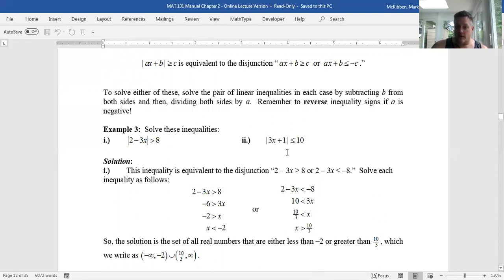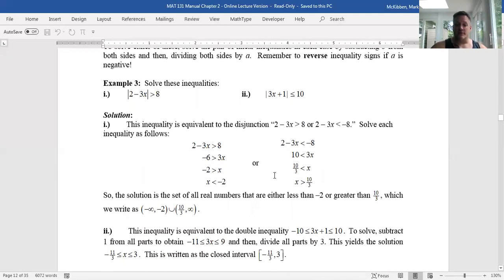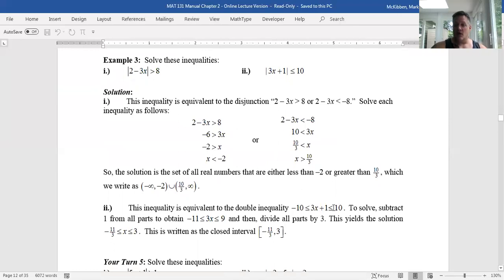This inequality is the reverse one. So we have a less than or equal to 10. So we know we're going to rewrite this as a double inequality. -10 is going to be less than or equal to this stuff in the middle without the absolute value, and then that's going to be less than or equal to 10. To solve a double inequality, you subtract the constant in the middle from everything. So that would be 1. And then you divide everything by 3. That yields this double inequality here, which we write as a closed interval from -11/3 to 3.